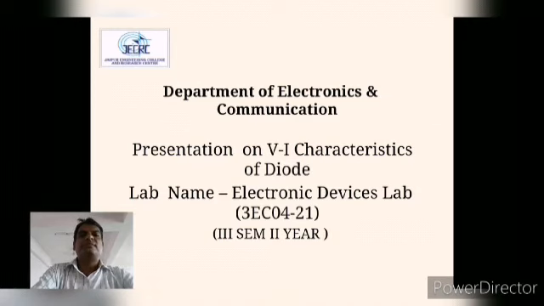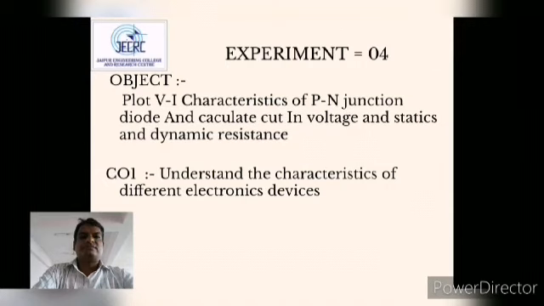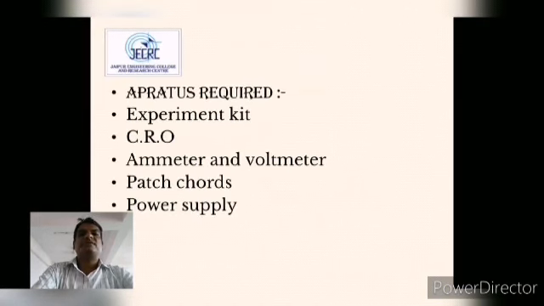In this lab, we will cover CO number 1: understand the characteristics of different electronic devices. So our objective is to plot the VI characteristics of a PN junction diode and calculate the cut-in voltage and static and dynamic resistance. In this experiment, we require the apparatus: an experiment kit, ammeter and voltmeter, patch cord and power supply.